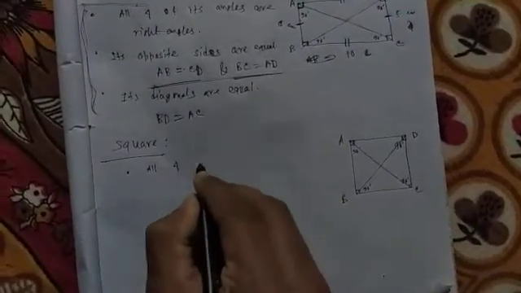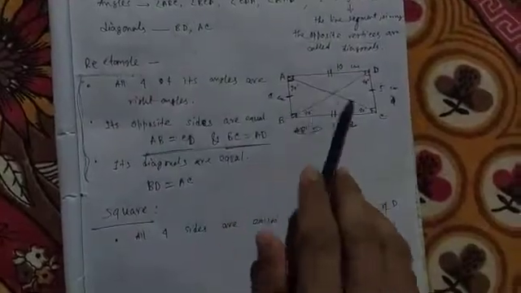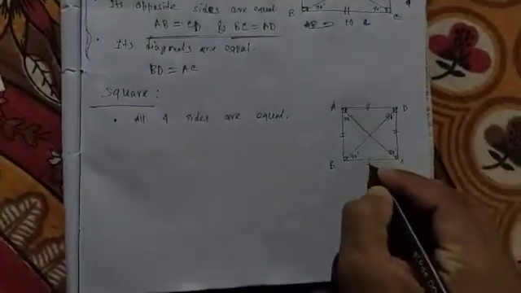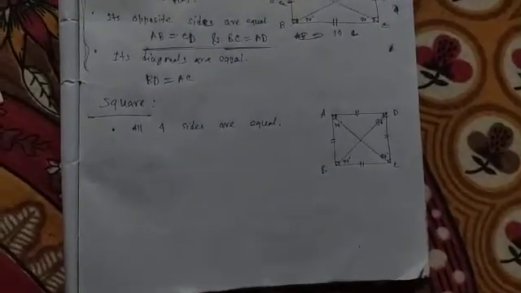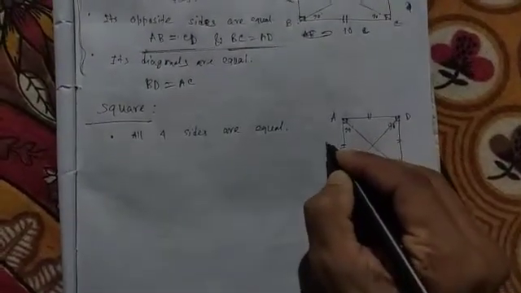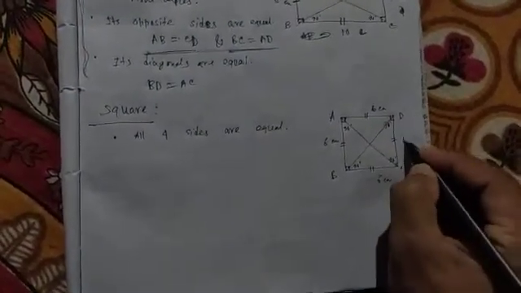So see, what are the characteristics of a square? All 4 sides are equal. For a rectangle, opposite sides are equal, but not all sides. But for a square, all 4 sides are equal. So see the symbol. All 4 sides are equal. For example, if this is 6 centimeter, this is also 6 centimeter, this is also 6 centimeter, and this is also 6 centimeter.